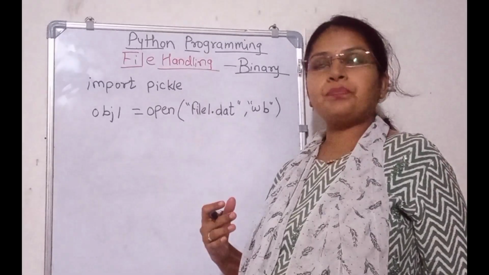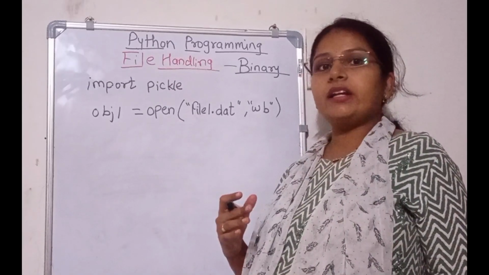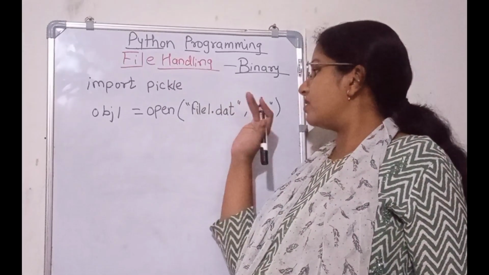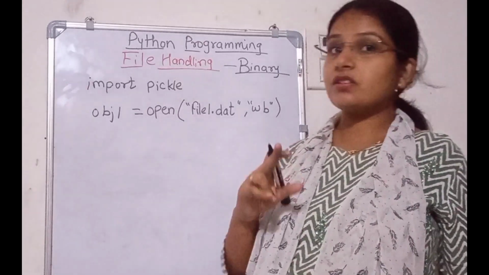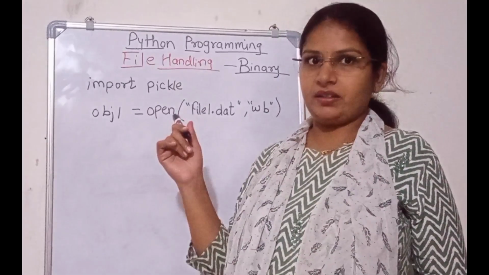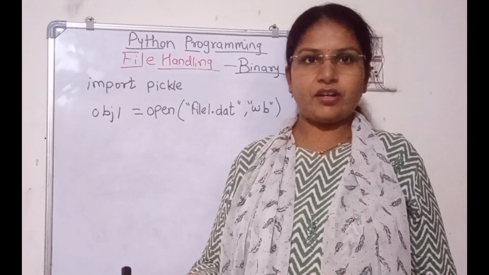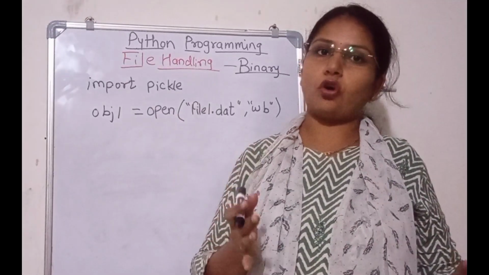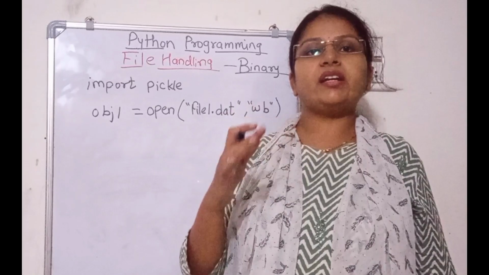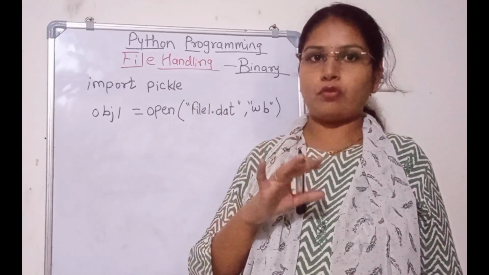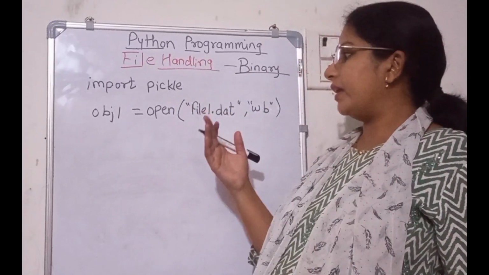Now the next step. This wb means first you need to write to this file, right? The file will be empty. First you need to write some content to the file. That content will be in normal text. We are taking the content in the normal text format. So let's take the data.